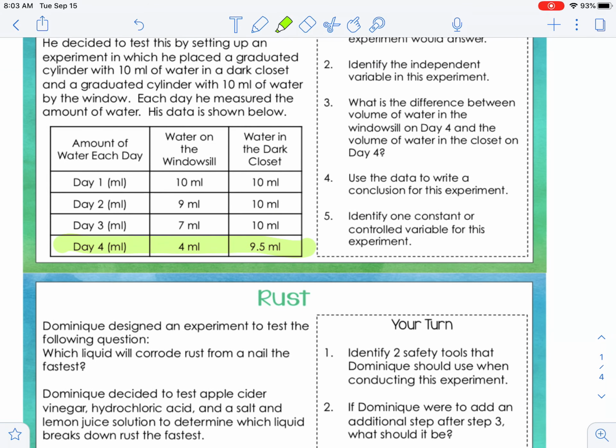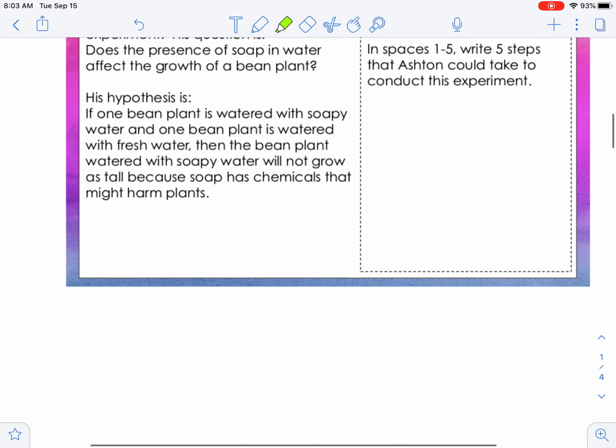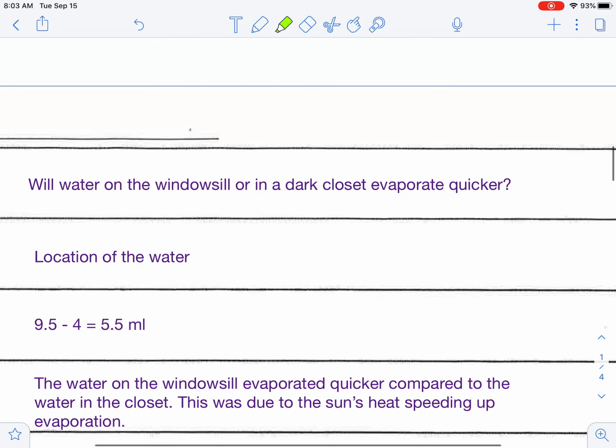Use the data to write a conclusion for this experiment. The water on the windowsill evaporated quicker compared to the water in the closet. This was due to the sun's heat speeding up evaporation.